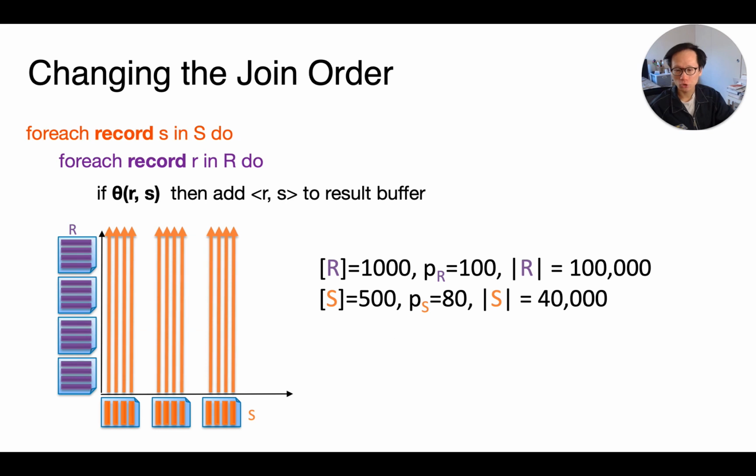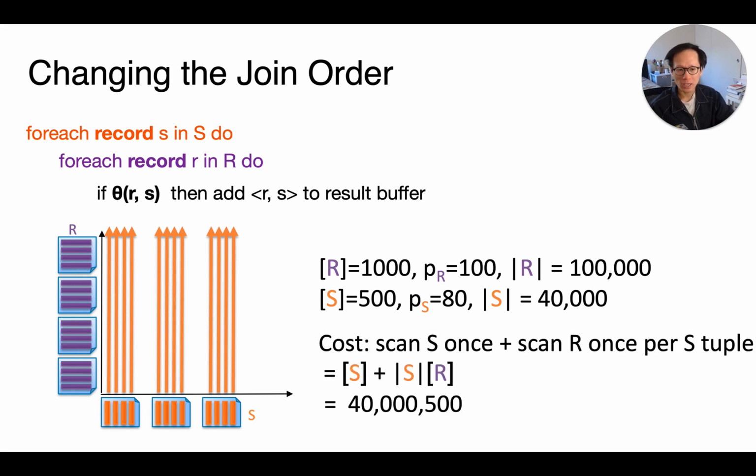Now you can imagine changing the join order, where we say instead, for each record little s in S, and for each record little r in R. Now we will traverse the joint space vertically like this, as shown with the orange arrows. We cover every point in this space again, but the cost is different. In particular, we scan S once, and for each record of S, we scan R. So that's going to be 500 plus 40,000 times 1,000, which is going to be 40,500,000. This is quite a bit cheaper than doing it in the other order.